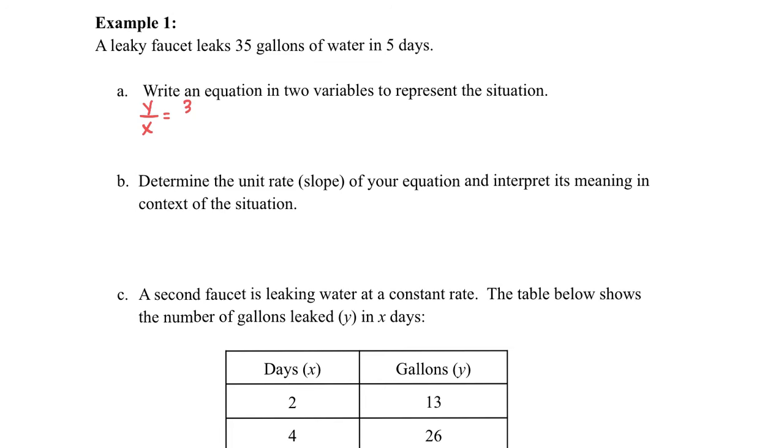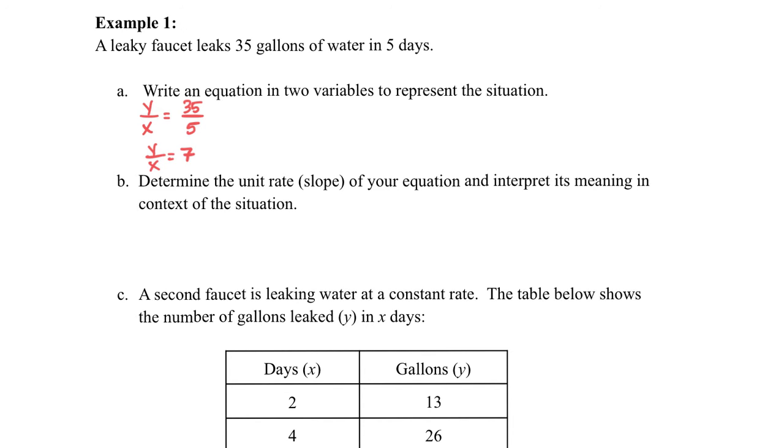And in this case, we're going to have 35 gallons in 5 days. The time goes on the bottom. Okay, time is always on the bottom. And 35 divided by 5 is 7. So I can write this as y over x equals 7. And that's essentially my slope.